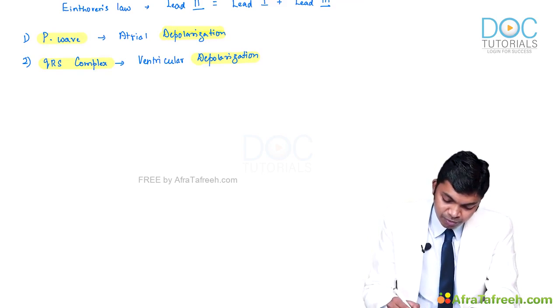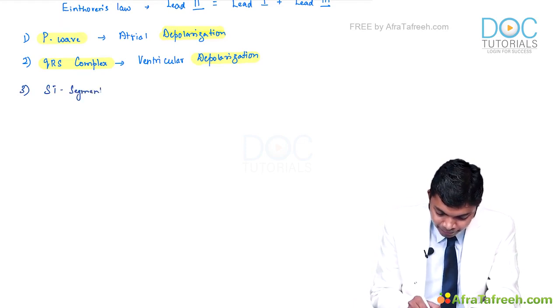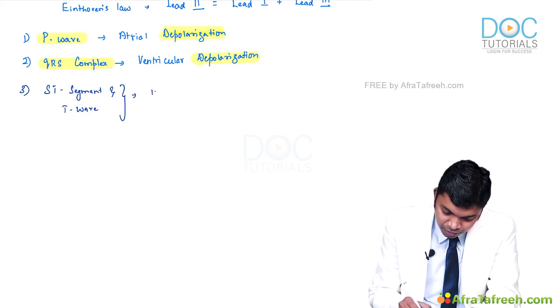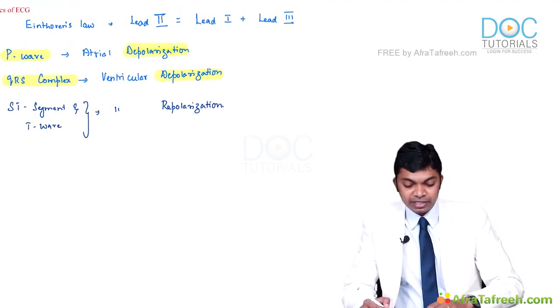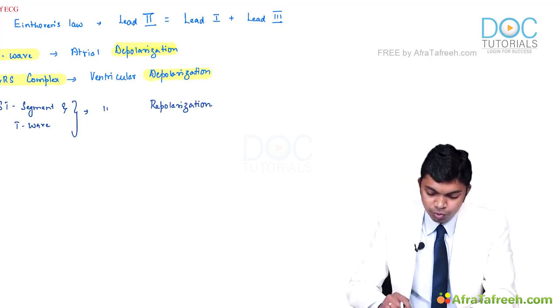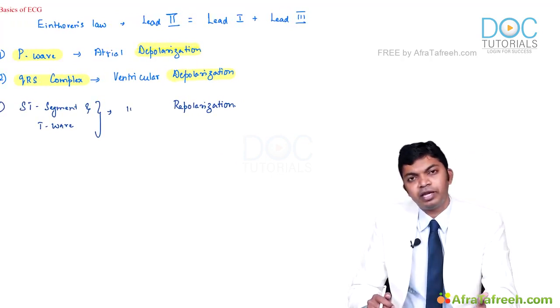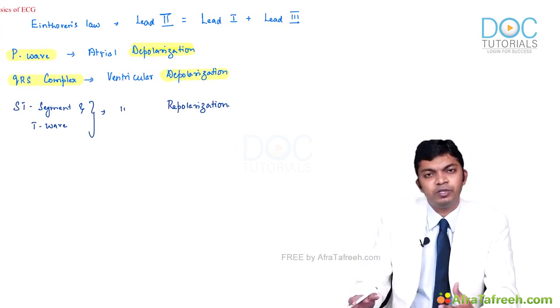Moving on to the next waves, which are repolarization waves. Remember, both the ST segment and T wave represent ventricular repolarization. Okay. Now, why are both these waves, depolarization as well as repolarization, positive? That's absolutely curious, isn't it?